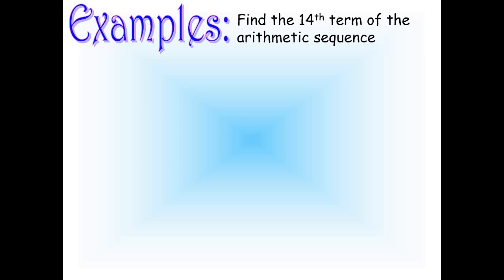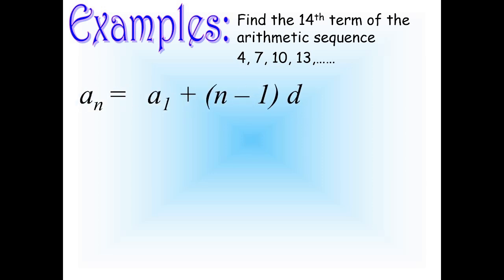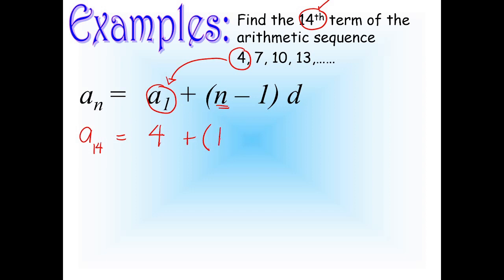Now, let's have an example first of the nth term. What is the 14th term of the arithmetic sequence? You already know the formula. Our a sub n is, take note, we're looking for the 14th term, so a sub 14. The first term is the number 4, so I'll be having 4 here, plus the value of n, which is the term number, the 14th term: 14 minus 1. The common difference, examine, is plus 3.